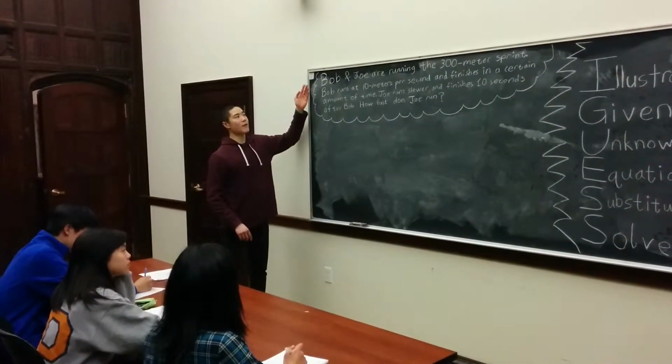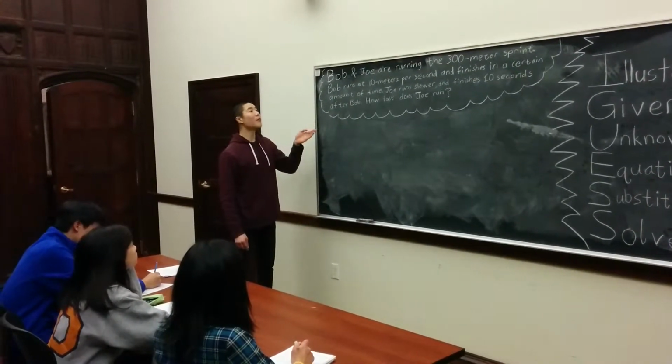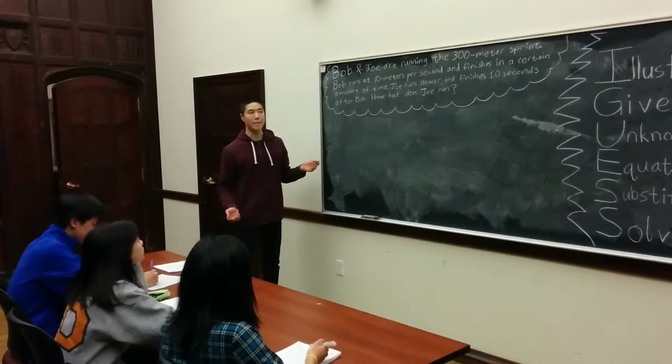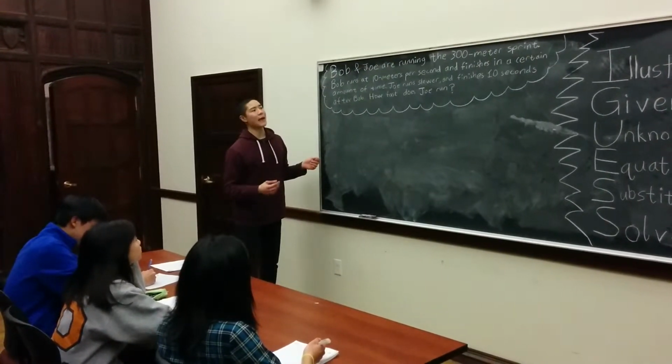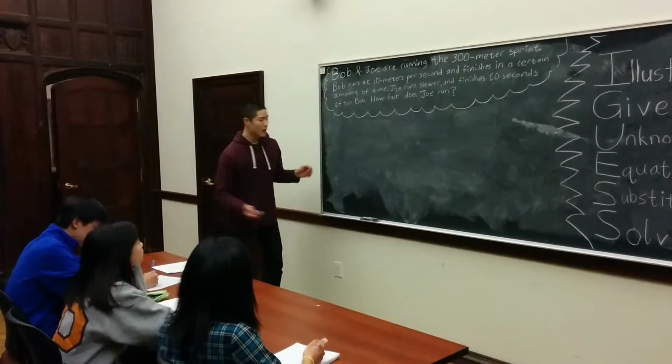So over here we have Bob and Joe are running a 300-meter sprint. Bob runs at 10 meters per second and finishes in a certain amount of time. Joe runs slower and finishes 10 seconds after Bob. How fast does Joe run?